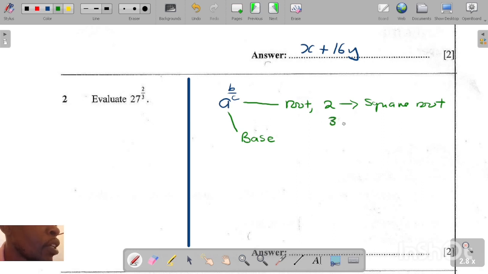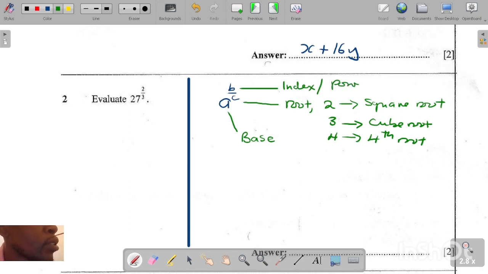If you have a 3, it means you are being asked to find the cube root of the base a. Then if you have a 4, it means you're being asked to find the fourth root of the base a, and so on. Then the numerator of the power indicates the index or the power or the exponent.